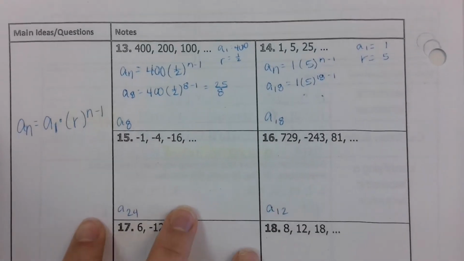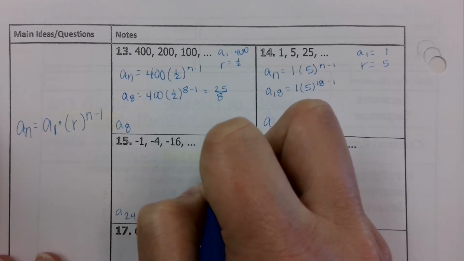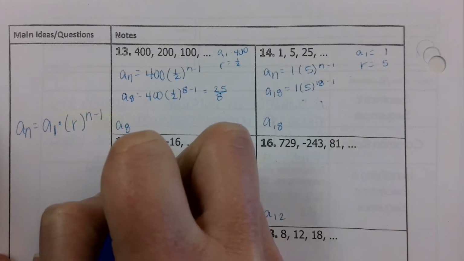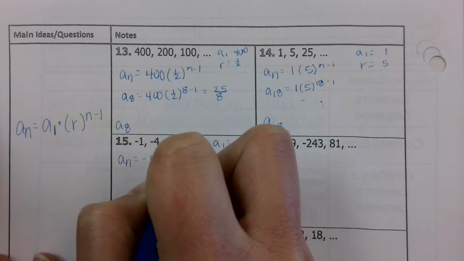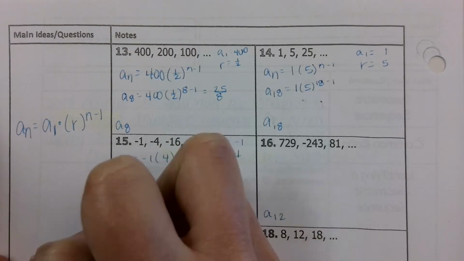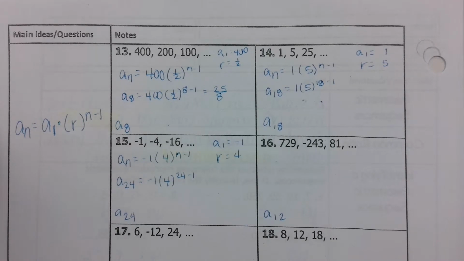All right. So for number 15, what was your A1? -1. What was your R? 4. When you set up your equation, you have A sub n equals -1 times 4 to the n minus 1. We wanted to find the 24th term. So you would do -1 times 4 to the 24 minus 1. And when you type that one in your calculator, it was -703687441776664. I'm not writing that down. We good? It's okay, you don't have to.